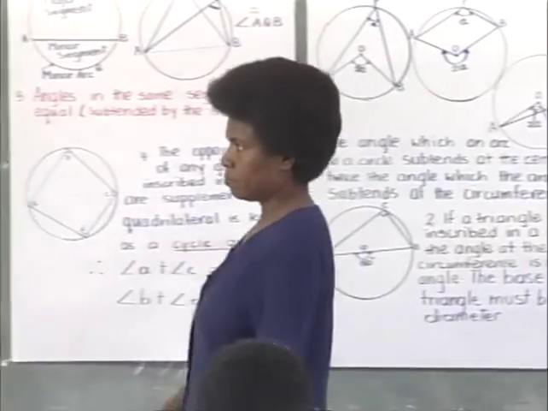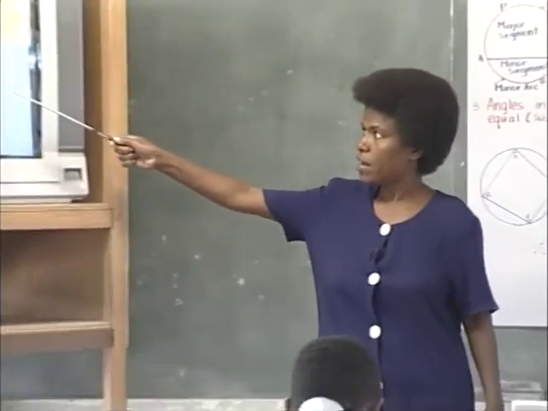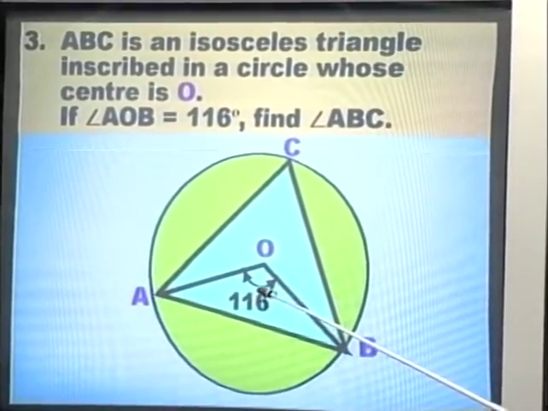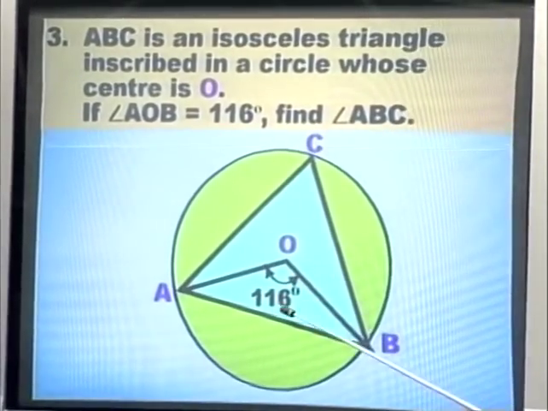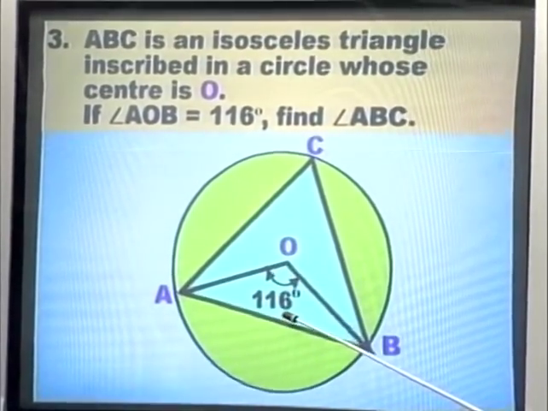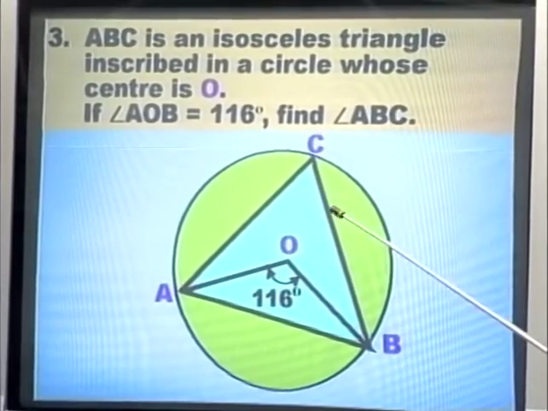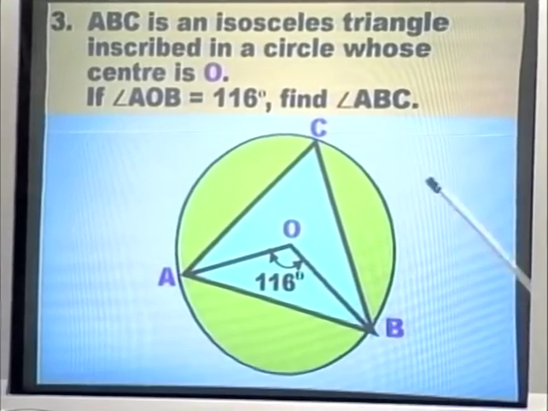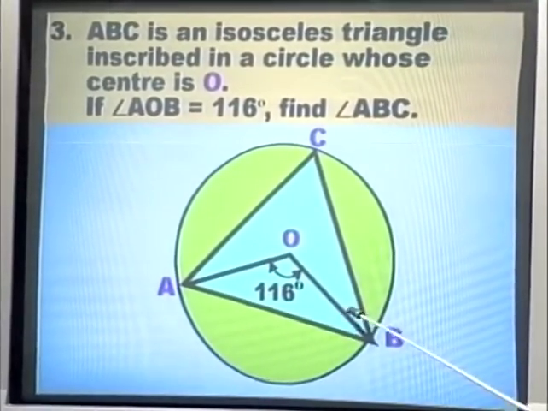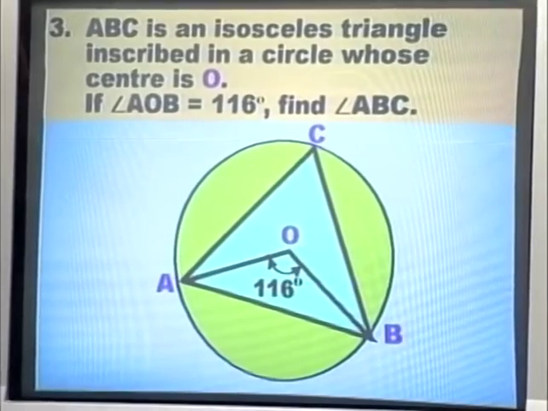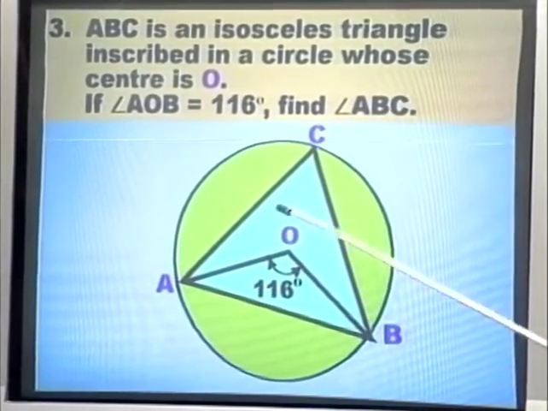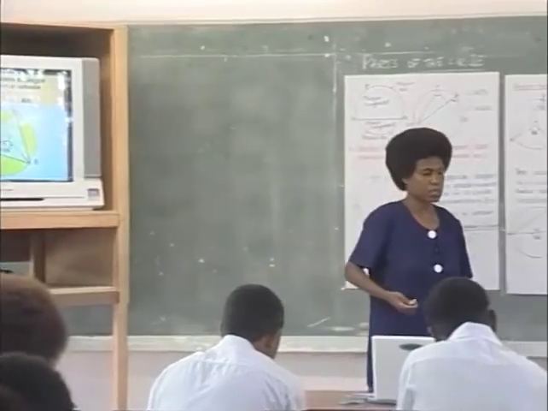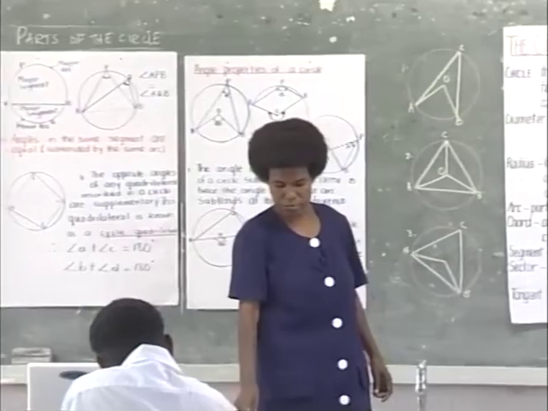How do we know? You have to find this angle first to get to that angle. Okay. This angle ACB is half of 116, which is 58. Now we are told that this is an isosceles triangle, so AC is equal to CB. Therefore, these two angles will be the same. So it will be 180, take away 58, and divide your answer by 2. That's how you get 61 degrees.